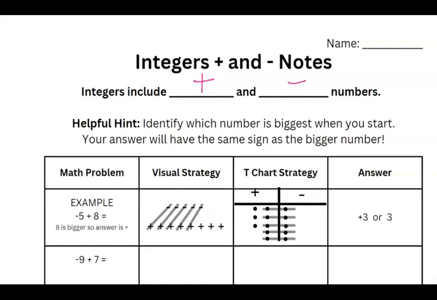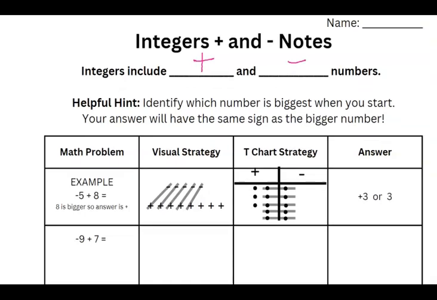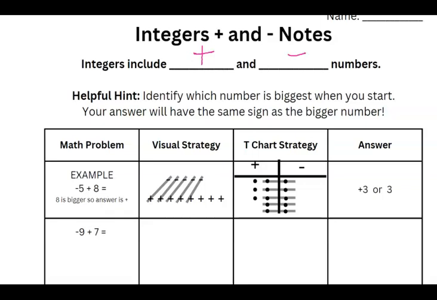Our helpful hint for this side of notes is to identify which number is biggest when you start. Your answer will always have the same sign as the bigger number at the end. Let's take a look at the first example. It says negative 5 plus 8. Between 5 and 8, 8 is bigger, so the answer we already know is going to be positive.